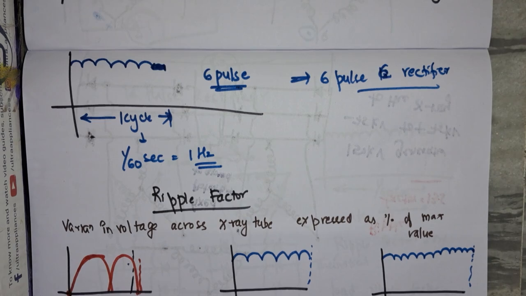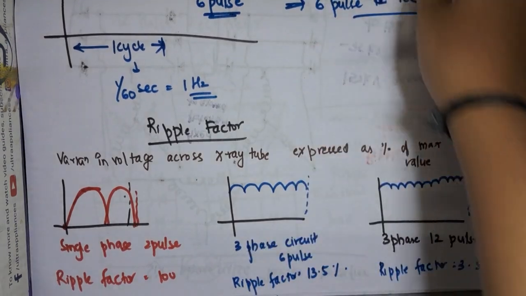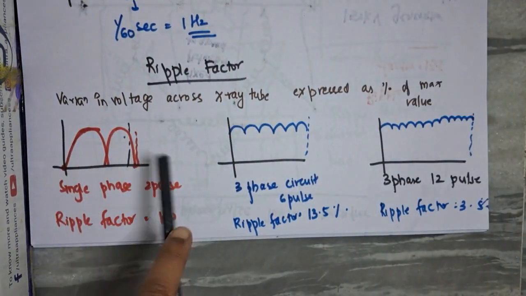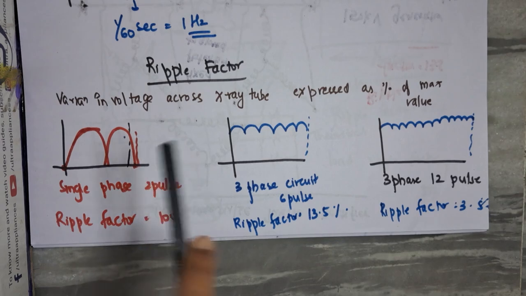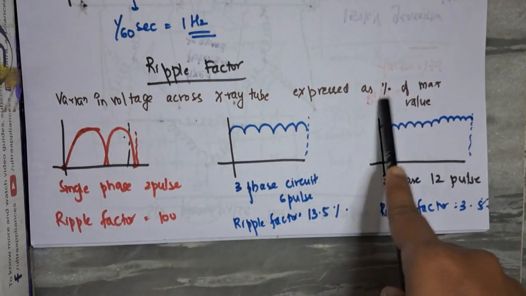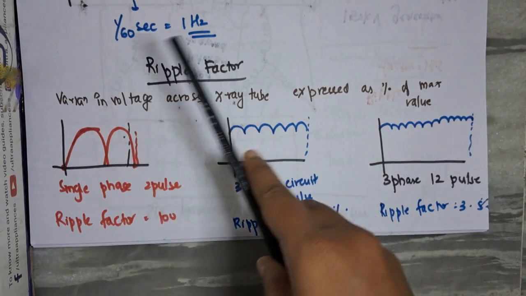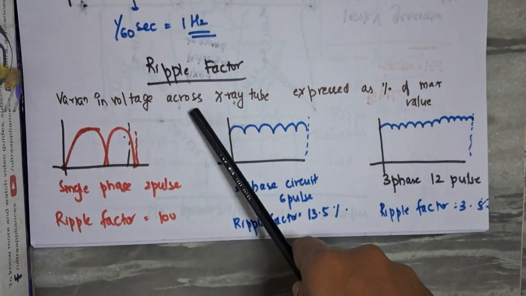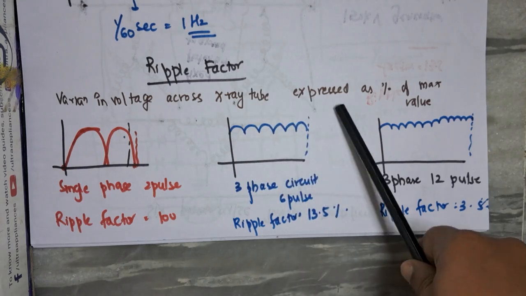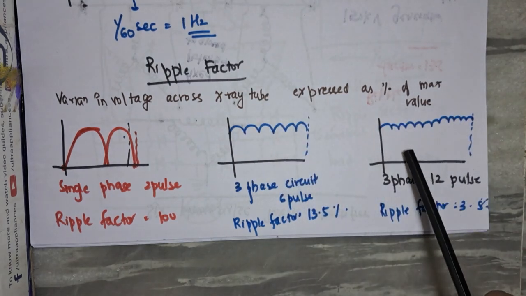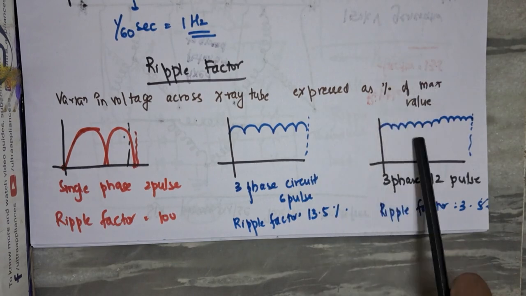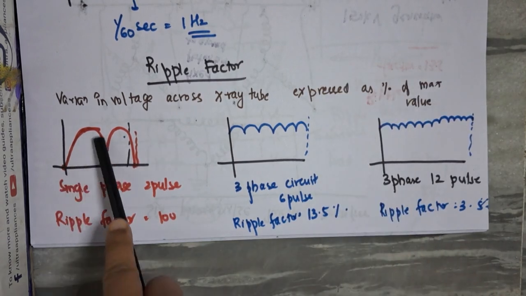So now we should learn what is ripple factor. Ripple factor is the variation in voltage across the tube, which is expressed as a percentage of maximum value. This is called the ripple factor, meaning that this is the variation of voltage.